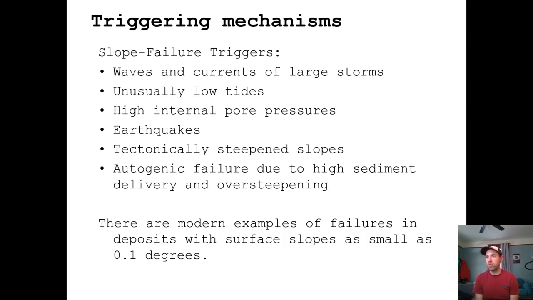And so those kinds of triggers could include waves and currents associated with large storm events. It can be associated with unusually low tides, right? As the pore pressures change relative to the surrounding water pressure, that can be driven by tides. The tides can also drive hyporheic flow, if you will, groundwater flow through the slope or the continental shelf.